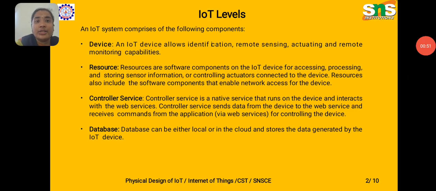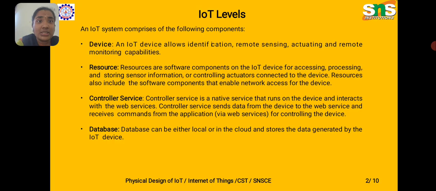Next one is the controller service. The controller service is a native service that runs on the device and interfaces with the web services. The controller service sends data from the device to the web service and receives commands from the application for controlling the devices. A database can be either local or in the cloud and stores the data generated by IoT devices. This explains that the device will have remote sensing, actuators, and monitoring control of identification.